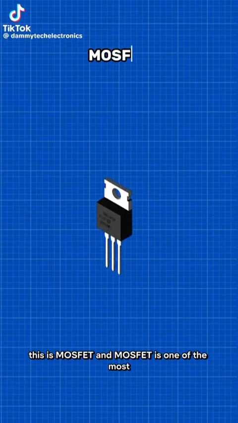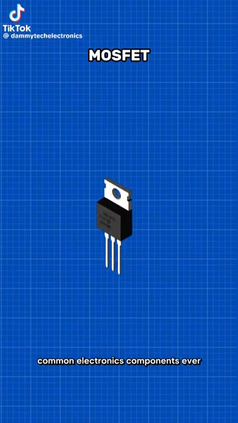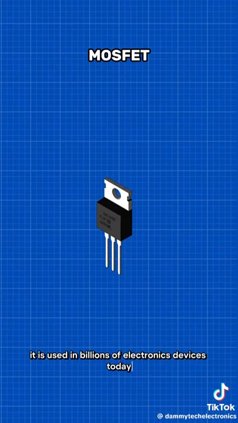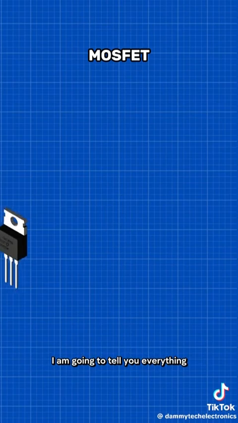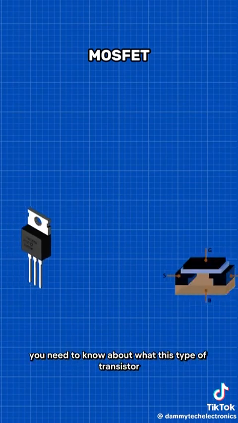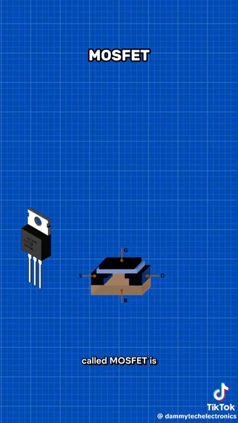This is MOSFET, and MOSFET is one of the most common electronics components ever. It is used in billions of electronics devices today, including this particular one you are using to watch this video. In this video, I am going to tell you everything you need to know about what this type of transistor called MOSFET is, the types, the characteristics, and so more. So stay to the end of this video to learn more about this component.